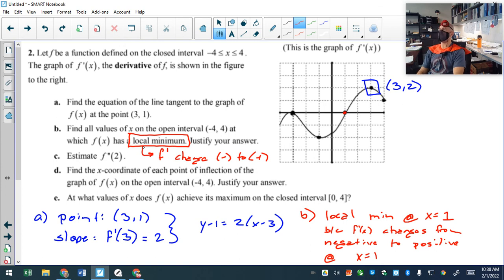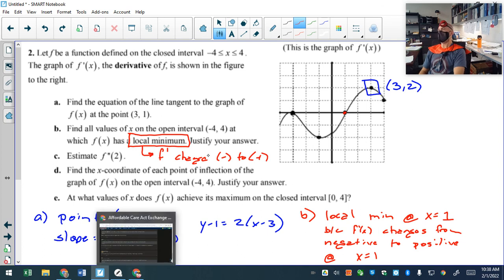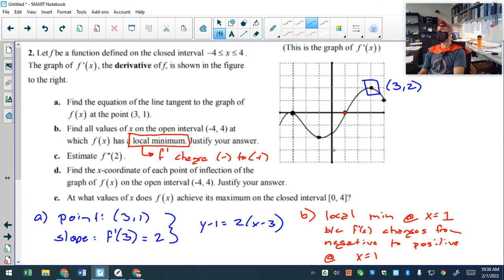C is definitely a Carboni question, because they will not ask you to do this on the AP exam. Estimate f double prime of 2. So 2 is right here. Estimate f double prime of 2. How would I do that?